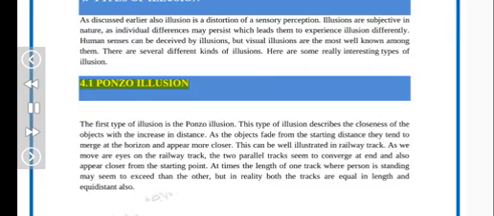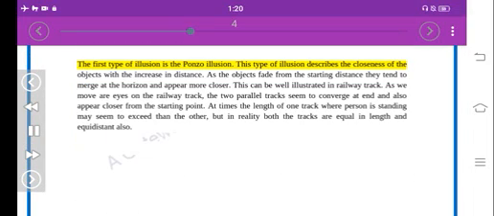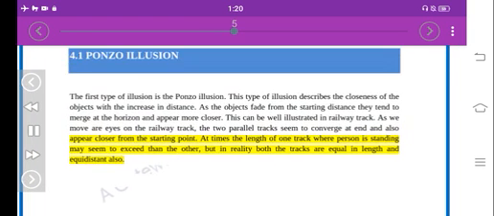4.1 Ponzo illusion. The first type of illusion is the Ponzo illusion. This type of illusion describes the closeness of the objects with the increase in distance. As the objects fade from the starting distance, they tend to merge at the horizon and appear closer. This can be well illustrated in a railway track. As we move our eyes on the railway track, the two parallel tracks seem to converge at the end and also appear closer from the starting point. At times the length of one track where a person is standing may seem to exceed the other, but in reality both the tracks are equal in length and equidistant also.